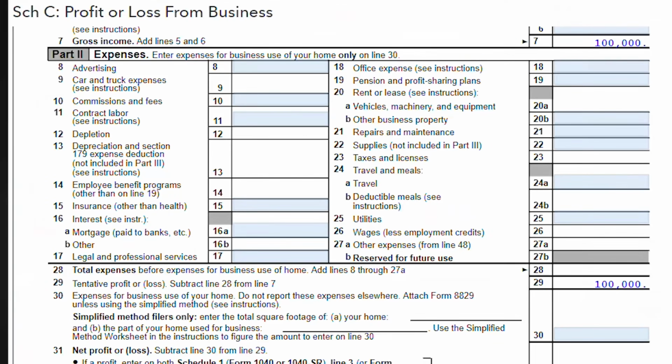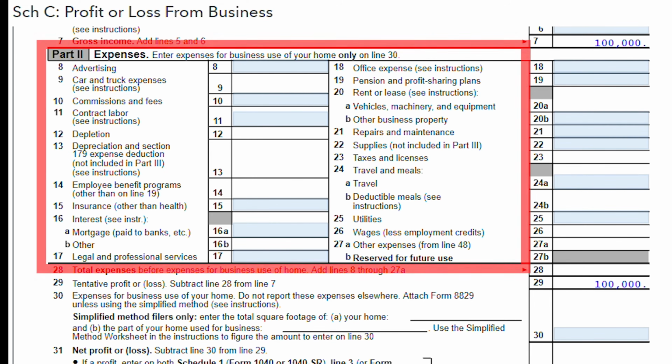One is called net profit, and the other one is net earnings from self-employment. Now, there's a slight difference in the two, but if you use the wrong number, you're going to get the wrong answer. So you can find your net profit on your Schedule C for profit and loss from your business. And on line 7 for 2019, you're going to see your gross income. For this example, we're going to use $100,000. Now you can see in part 2 your expenses. I didn't put any expenses here, but these would be subtracted from your gross income.